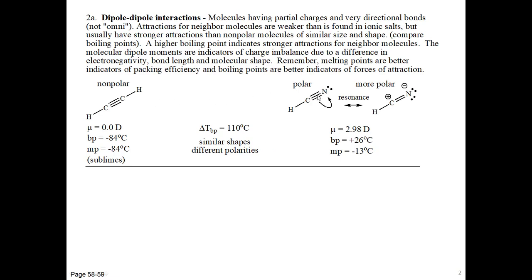Okay. Now that little difference that we just mentioned right there forms a very large dipole moment of 2.98 debye. So around 3 debye from 0 debye because of the nitrogen being at the other end. And that causes a very great difference in the boiling point. This was minus 84. The boiling point of this is plus 26. So it's actually possible that on a cold day this could be a liquid.